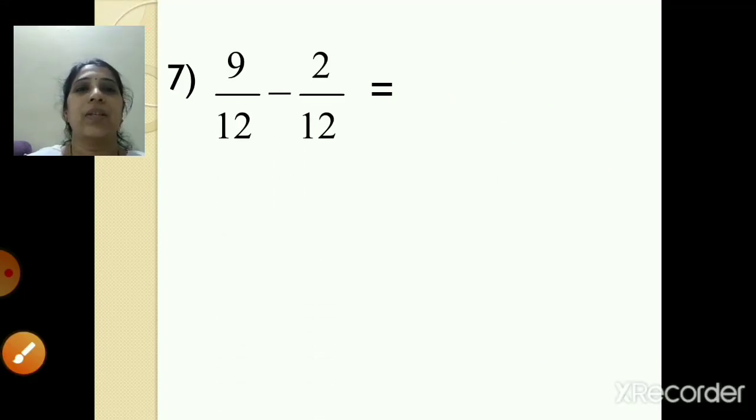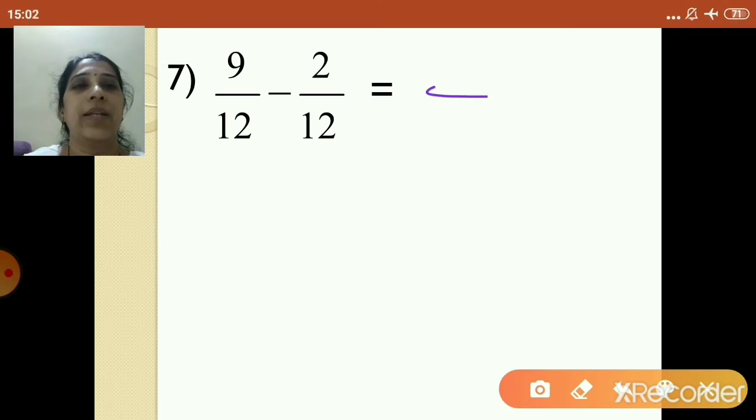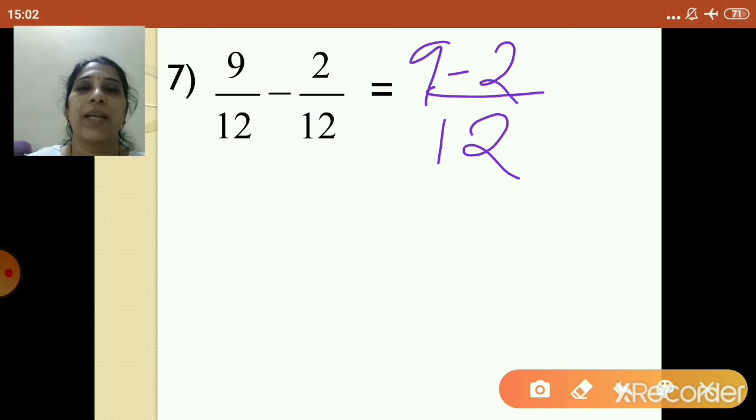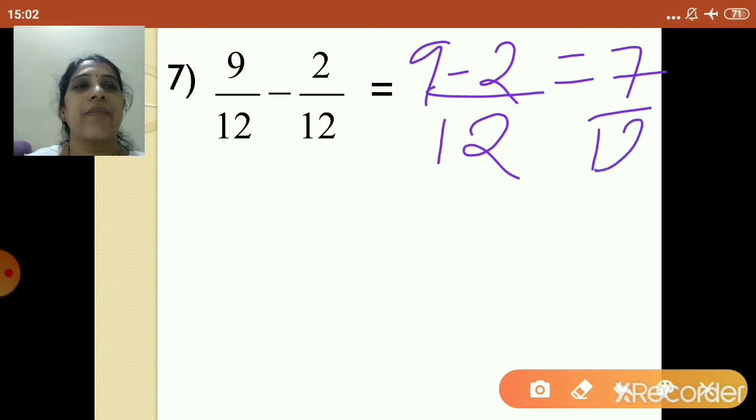What is the seventh one? 9 upon 12 minus 2 upon 12. So what we will do? We'll keep the denominator 12 as common and then 9 minus 2. So what is 9 minus 2? 9 minus 2 is 7. So 7 upon 12 is your answer.